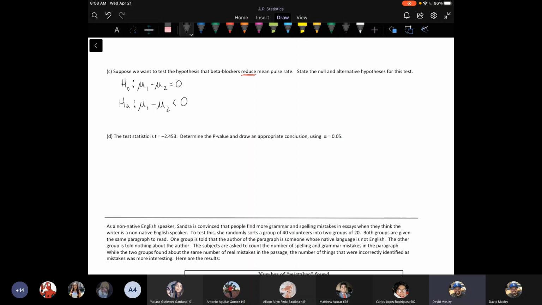All right. So then this last part here tells us what the t-statistic is. T equals negative 2.453. We want to determine the p-value and draw an appropriate conclusion using alpha equaling 0.05. Again, I've said before, the 0.05 is incredibly common to use as your kind of like alpha value. All right, so then we have to go back to table B, find that t-statistic. We're using the same degrees of freedom, right? 29.